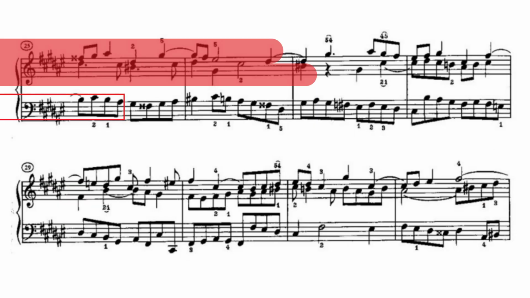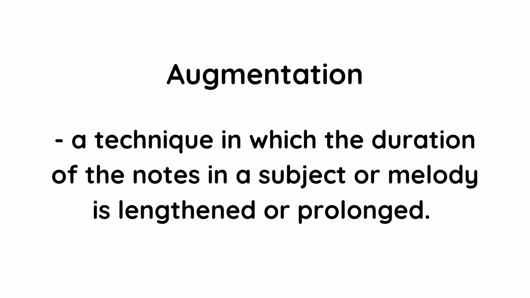With close observation, we can notice that the entrance in the alto was treated with augmentation. If you don't know what augmentation is, it refers to a technique in which the duration of the notes in a subject or melody is lengthened or prolonged. This means that each note, if not all, is played for a longer duration than the original melody.